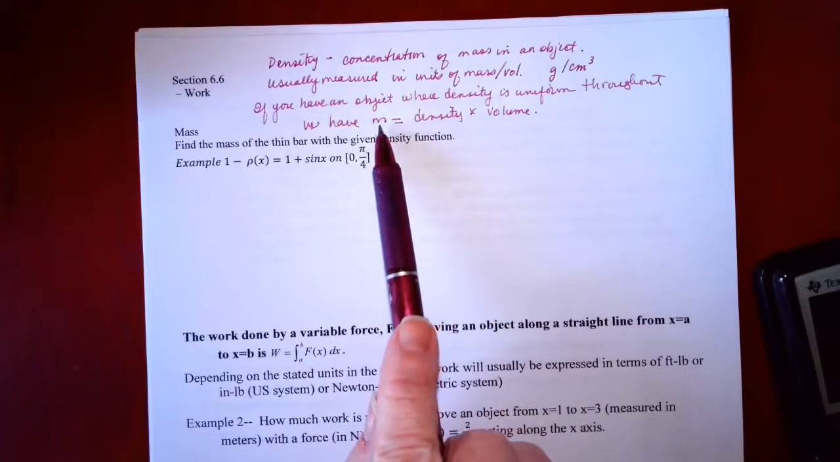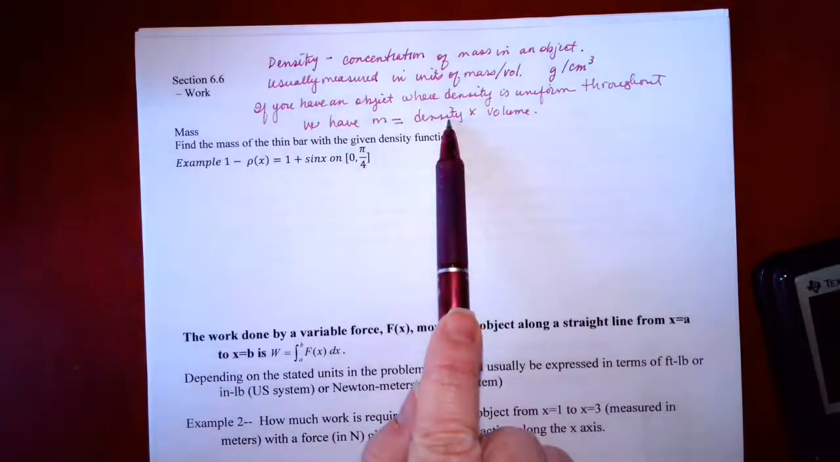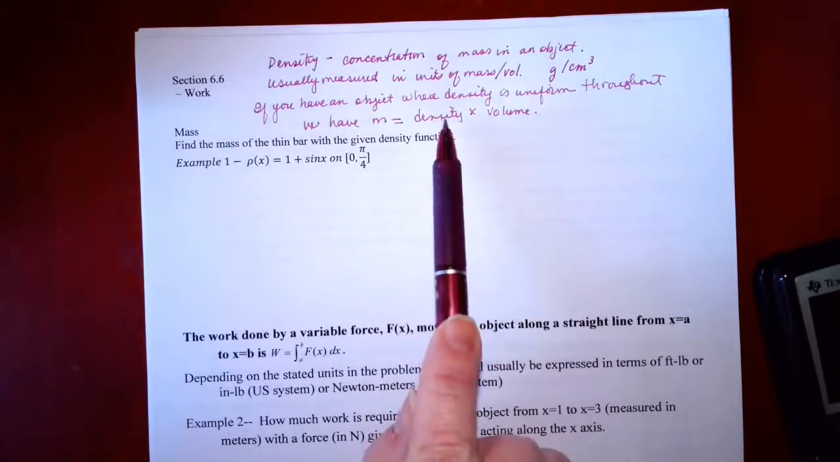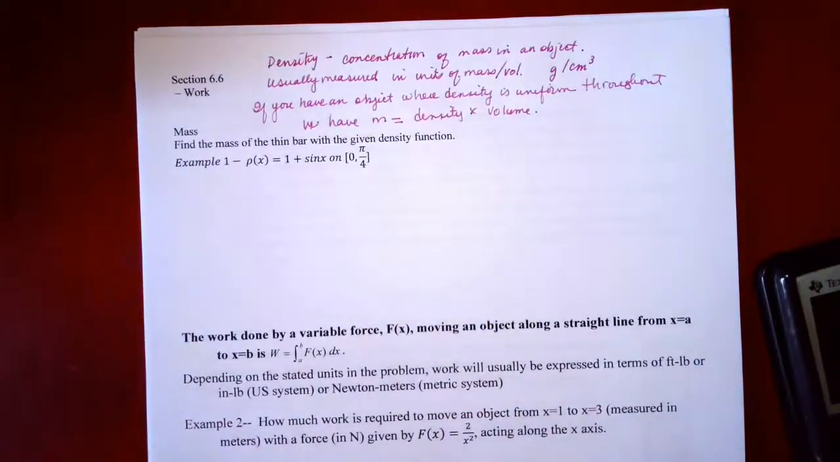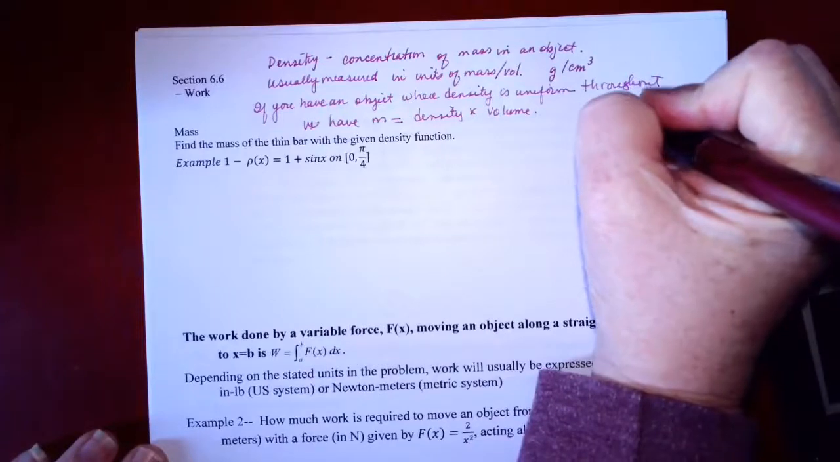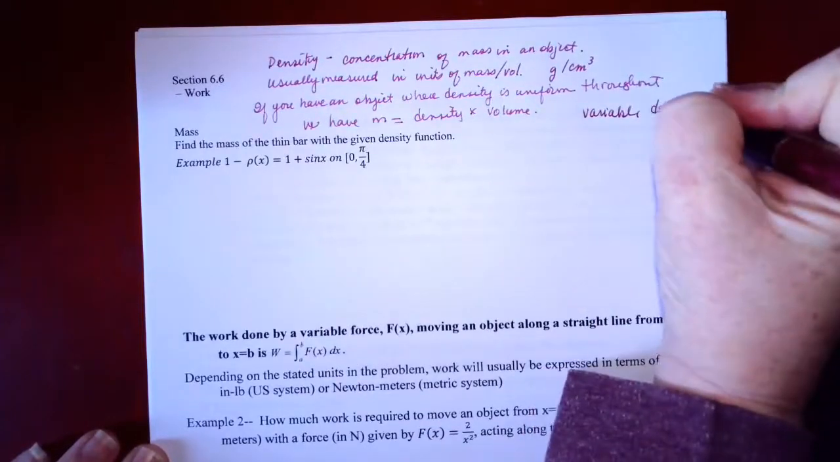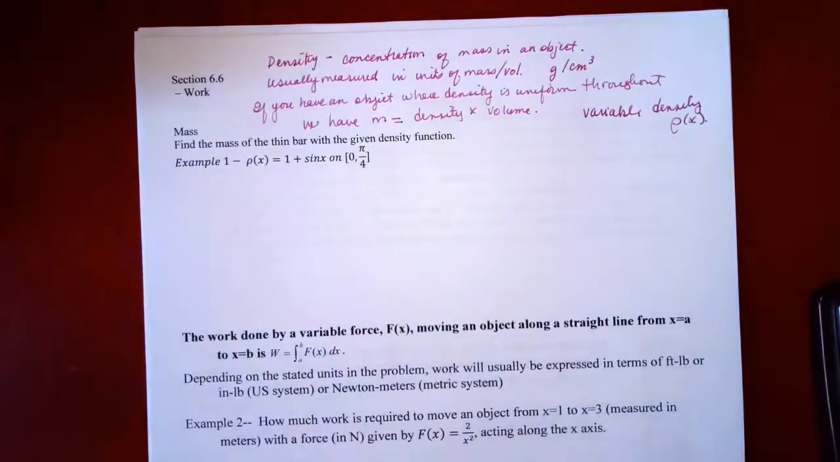Obviously, if we just had a constant density throughout a solid, we probably wouldn't need to be talking about it in this section of our calculus book, because we just take density times volume and be done with it. What we're going to talk about is how we calculate mass when the density is variable. So we're going to talk about variable density functions. I'm just going to call it P of X for right now, or rho of X.